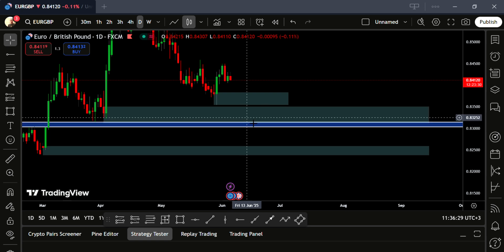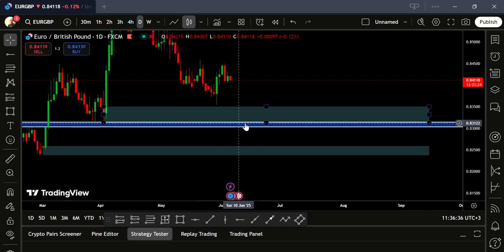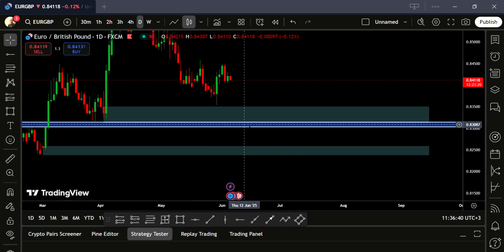If it taps it and sits here very well, I'll be waiting for confirmations on the lower time frame in order for me to buy. I'm not buying from this area without confirmations. If it just taps in and starts moving, let it go. But if it sits here well and gives me confirmation, I'm going to be entering from this area.